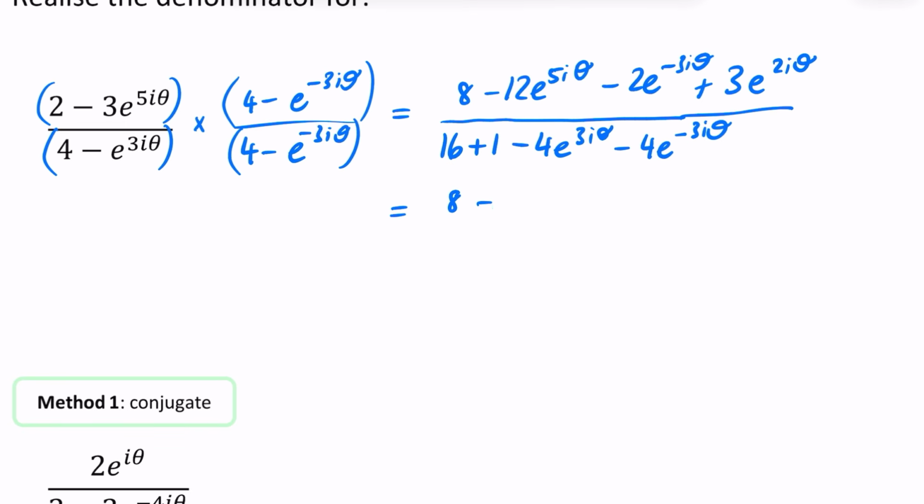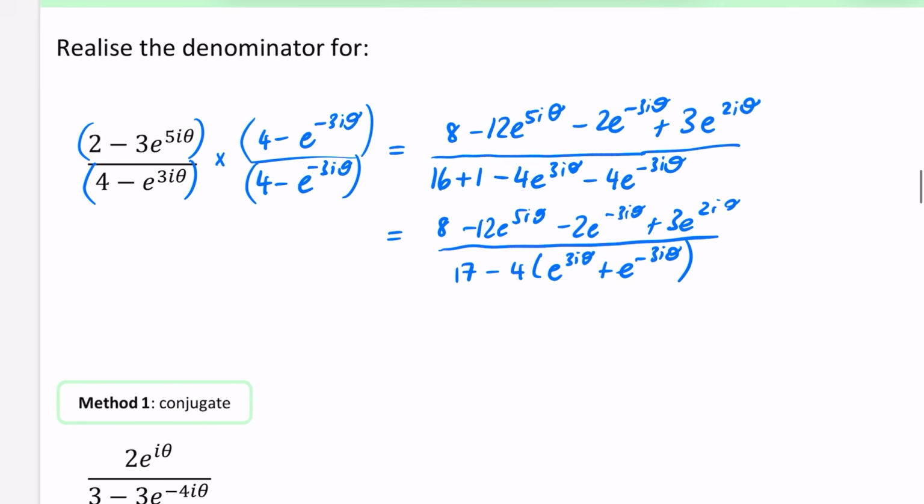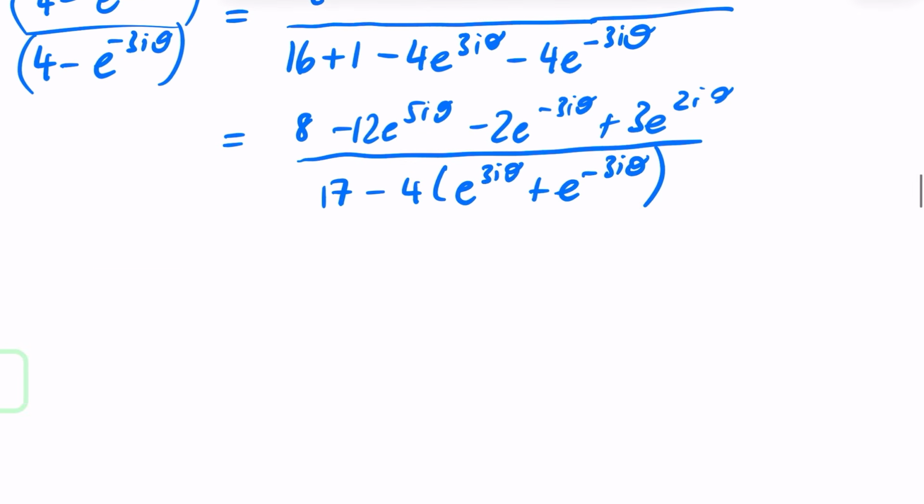The numerator, like I've said, is something we will deal with later on in the question. But we're trying to make the denominator real, and actually we should recognize that the denominator is now 17 minus 4 lots of e to the 3i theta plus e to the minus 3i theta. And this is a form of De Moivre's theorem that we've got here. So we should know that this expression that we've got can be written like this.